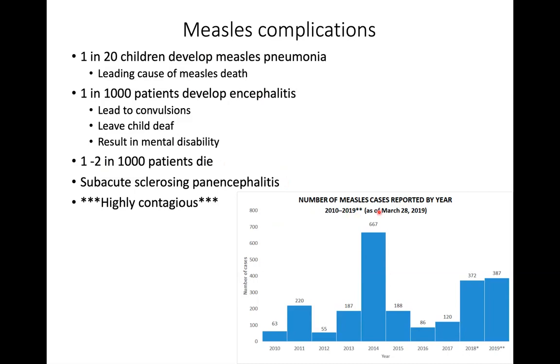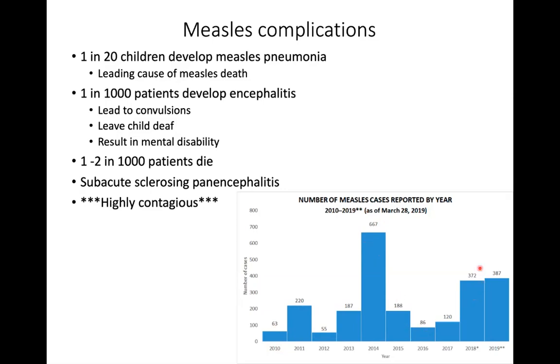So if we just look at the number of cases per year, right? Back in 2000, there were no cases. Measles was considered eliminated from the United States. In 2010, we had 63 cases. We had a bump. We went back down. In 2014, we had 667 cases. And it seems like after that, people kind of got wary and the numbers went back down.